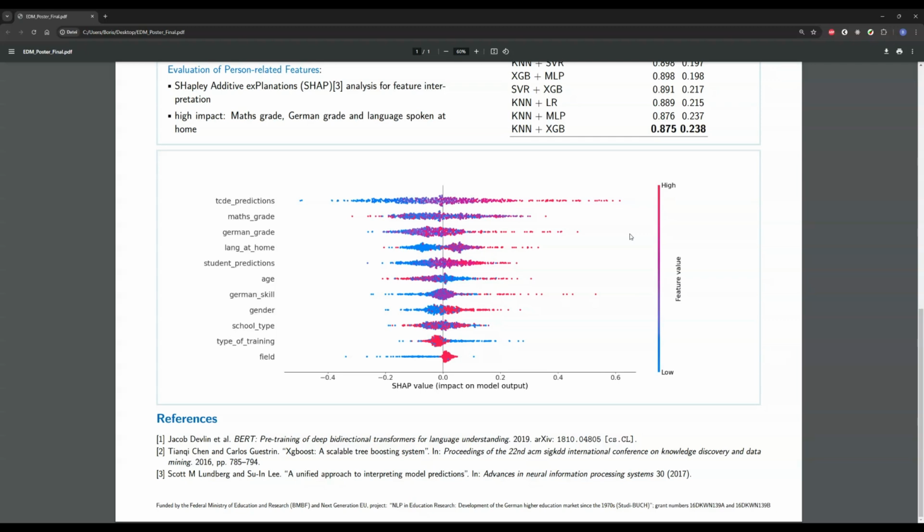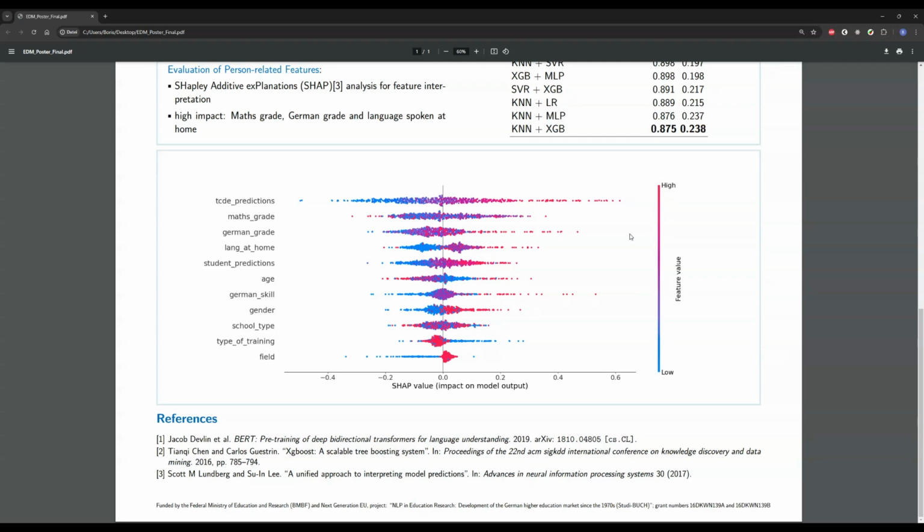The TCDE predictions, for example, come from a BERT model that predicts average text complexity values, and we can see that there's a mostly linear relationship. If we have blue-colored points, the SHAP value gets lower. If we have red-colored points, the text complexity gets higher, which is to be expected in this context.